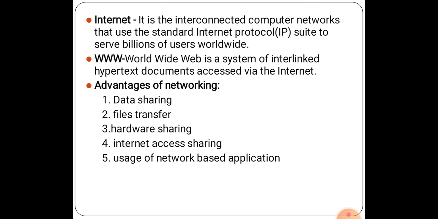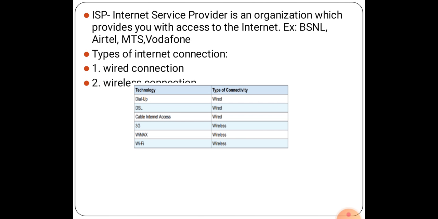The next, internet access sharing. Internet access sharing refers to, with a Wi-Fi connected in a local area network, we can access that Wi-Fi in our systems also when the system is connected using the required password. Next one is usage of network based applications. So we can use applications like Google Talk and WhatsApp. So these are all network based applications. When it is networked, we can use those systems under such networks.